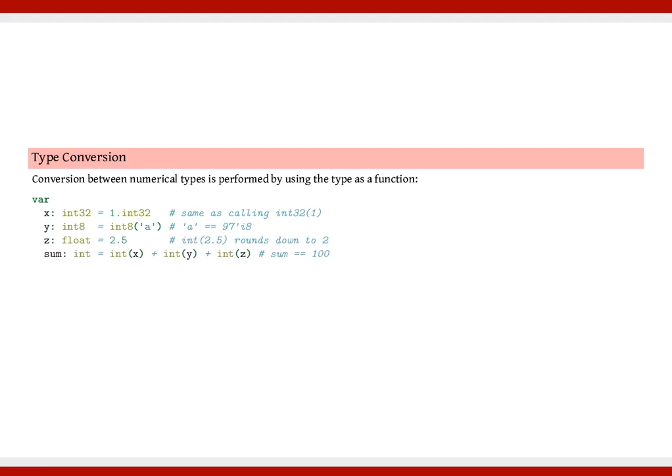y: int8 = int8('a') # 97. z: float = 2.5 # int(2.5) rounds down to 2. sum: int = int(x) + int(y) + int(z) # sum equals 100.